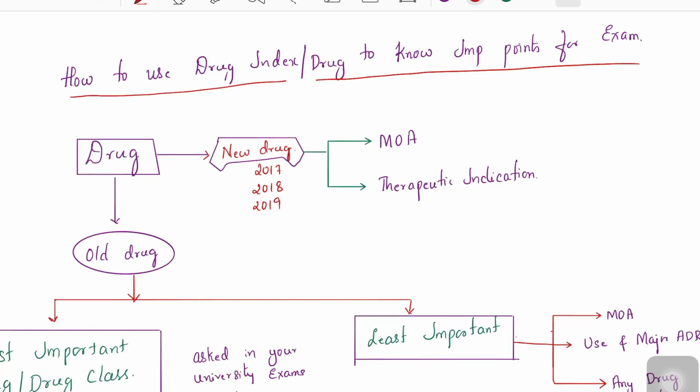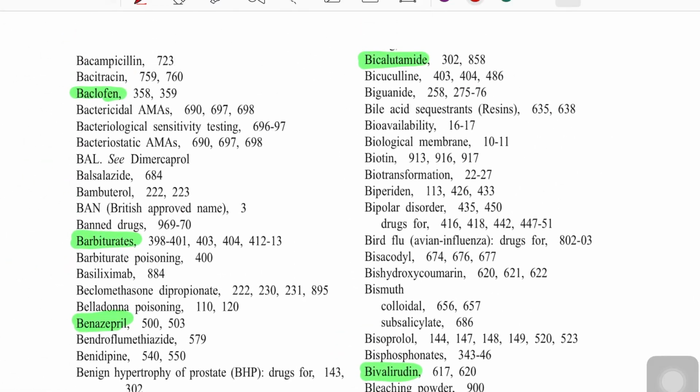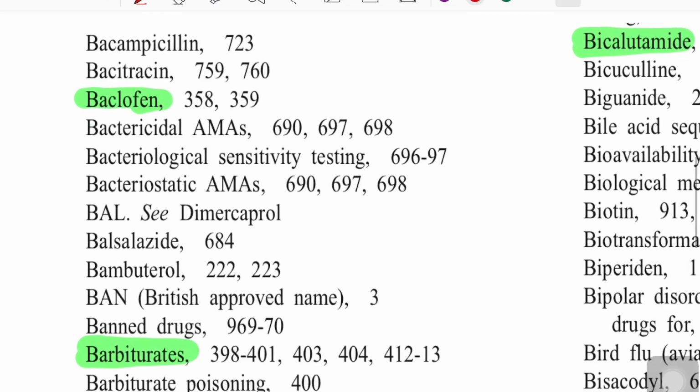Now if you remember in your UG days, you have something called a drug index at the end of every topic, right? So this is the drug index you will see, for example, in KD Tripathi or whatever. This is the drug index where every drug is written in alphabetical order.